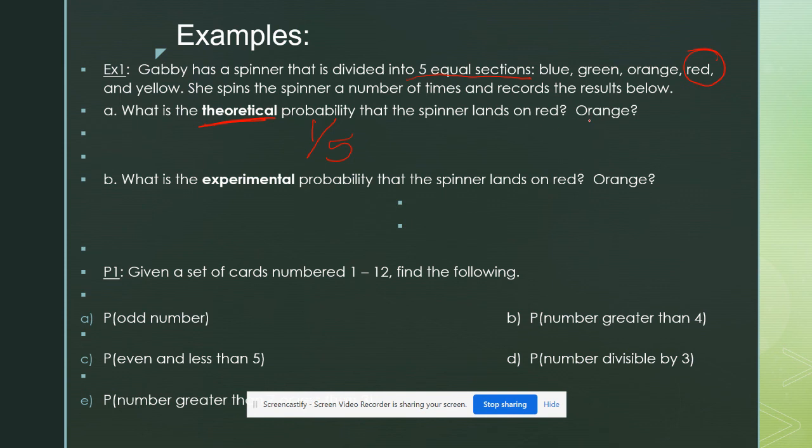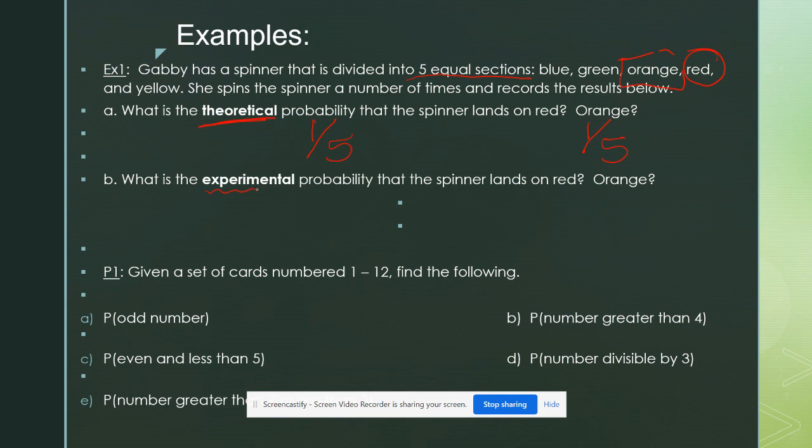What is the theoretical probability that it lands on orange? Well, again, there's 5 equal sections and only one of them is orange. So one orange section out of 5 possible outcomes.